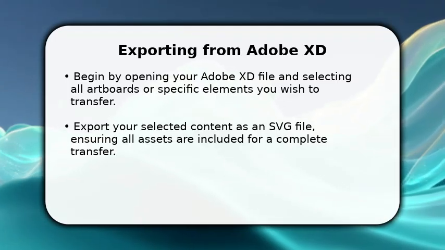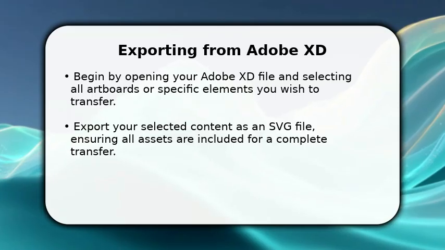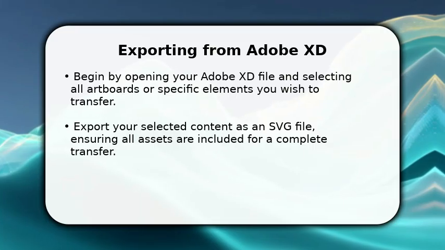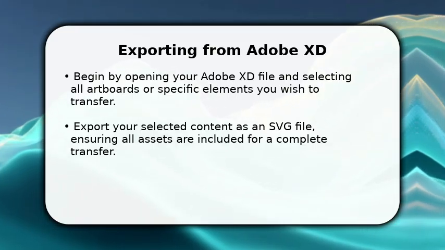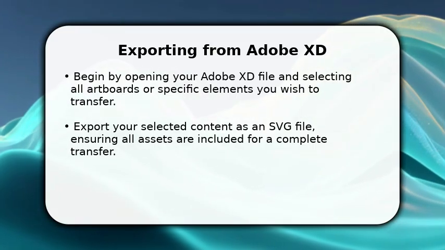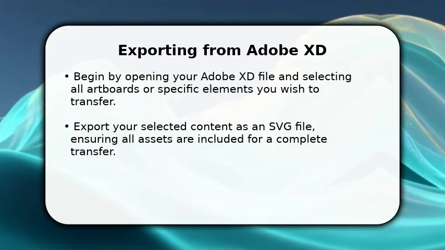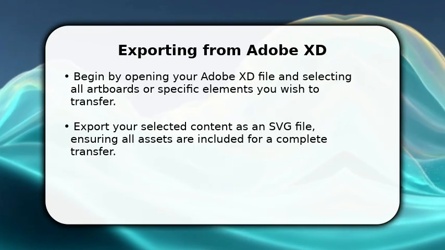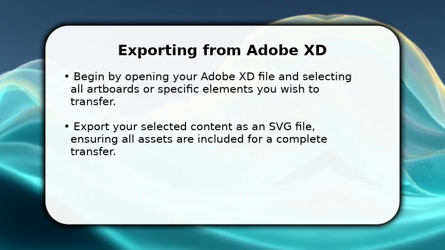In this video, I will explain how to open an Adobe XD file in Figma, step by step. First, open your Adobe XD project. Select all the artboards or specific design elements you want to transfer. Then, navigate to the File menu, choose Export, and select all artboards or selected as SVG.